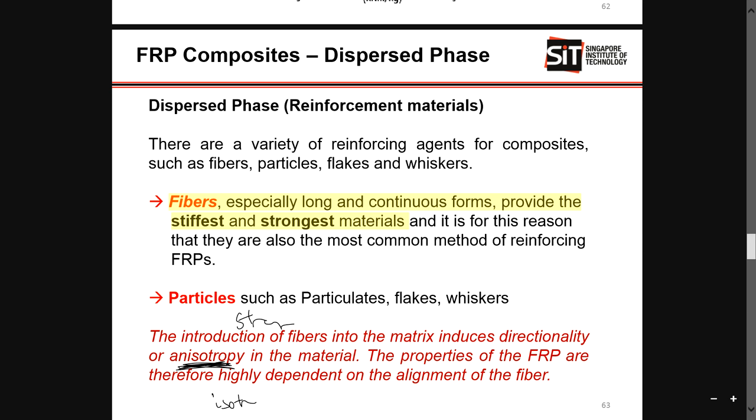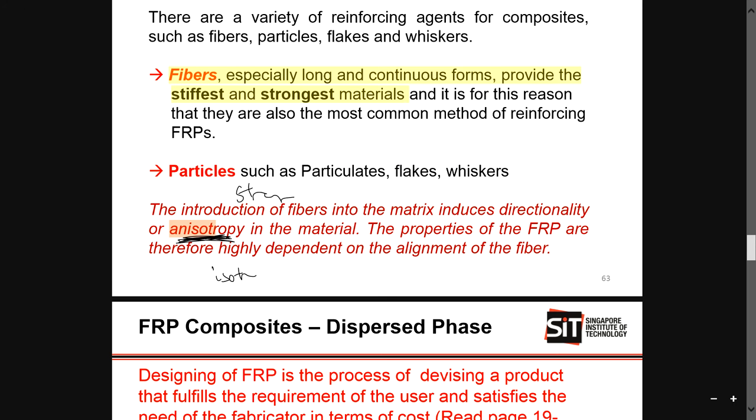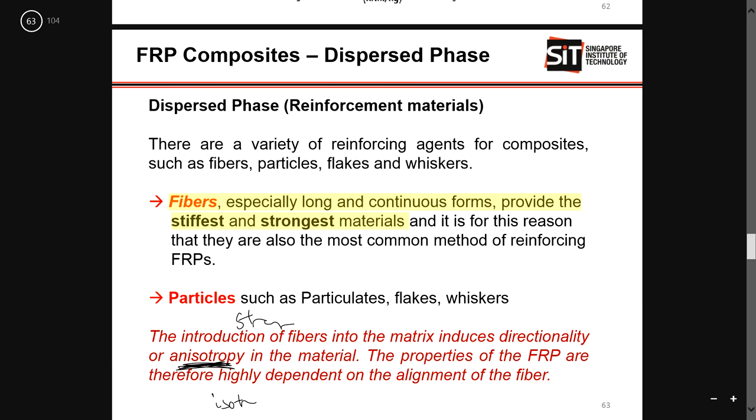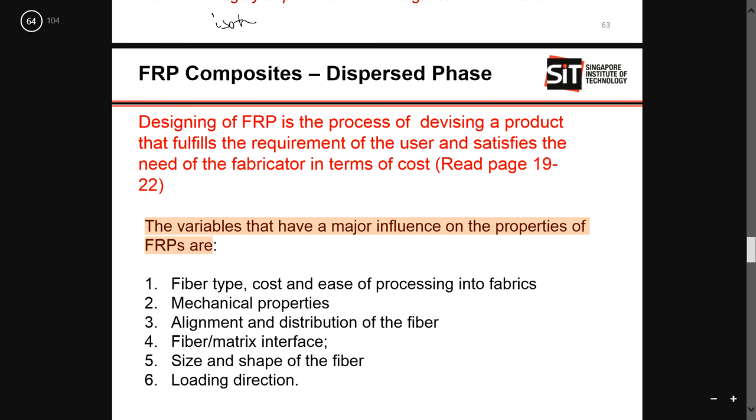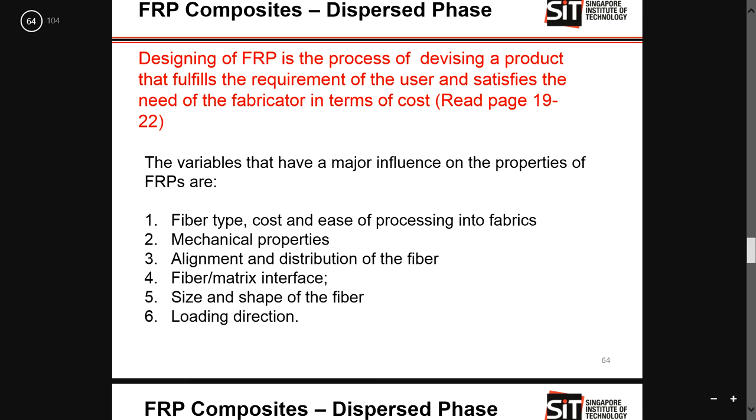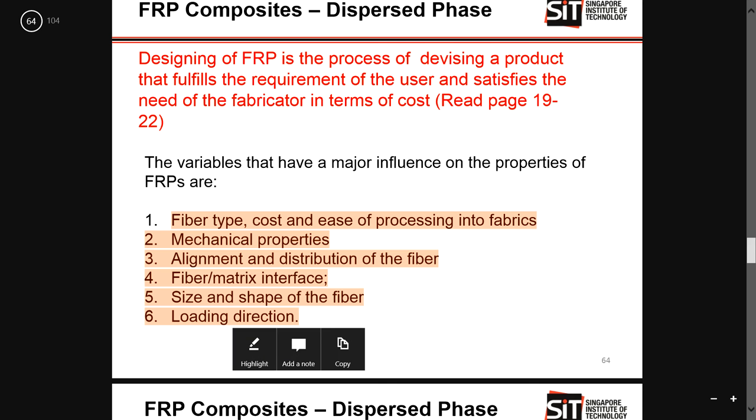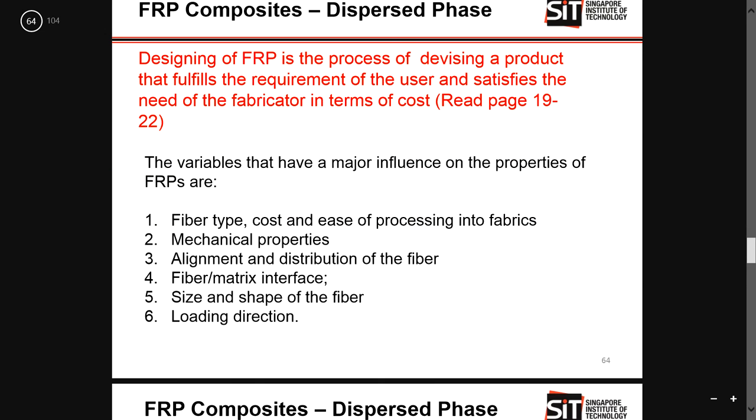I've talked so much, you just need to remember that fibers are the stiffest and strongest materials, and particles also exhibit the same thing, just that they are much smaller. Take note of anisotropy in the material. Anisotropy means strength in only one direction, while isotropy is the same strength in all directions. The rest you can read up, it's quite straightforward. You have to memorize this because the test may ask you this type of questions.